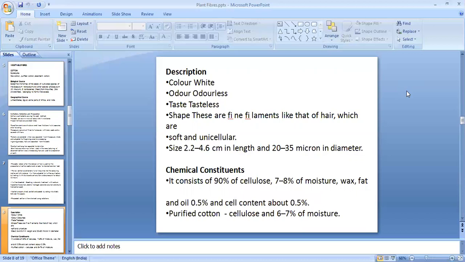And next, if you come to the chemical constituents, the raw cotton consists of around 90% cellulose, 7 to 8% moisture, wax, fat, and a little bit of oil, around 0.5%, and cell content about 0.5%. Whereas the purified or absorbent cotton contains only cellulose and 6 to 7% moisture. So that is about the chemical constituents of cotton.